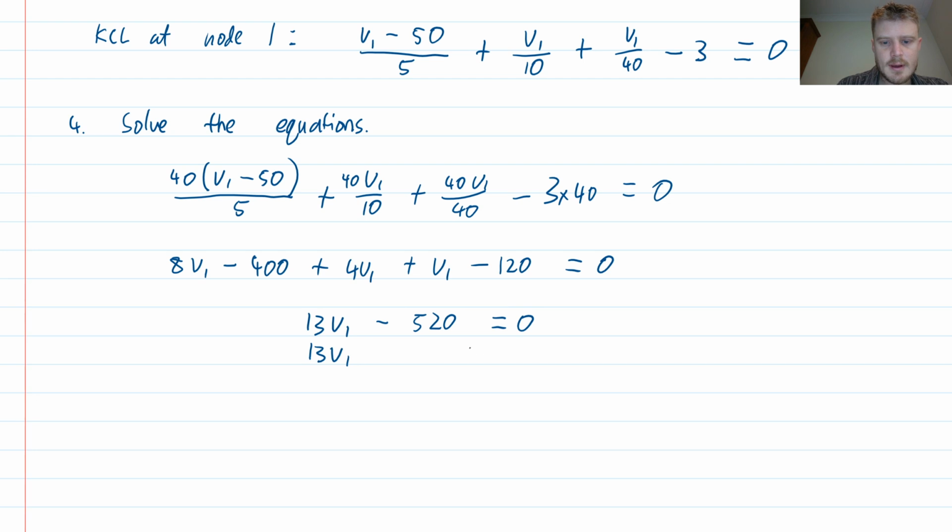13 V1 is equal to 520. V1 is 520 divided by 13. Grab your calculator. 520 divided by 13 is 40. So V1 is 40 volts, and that means the voltage with respect to the reference.